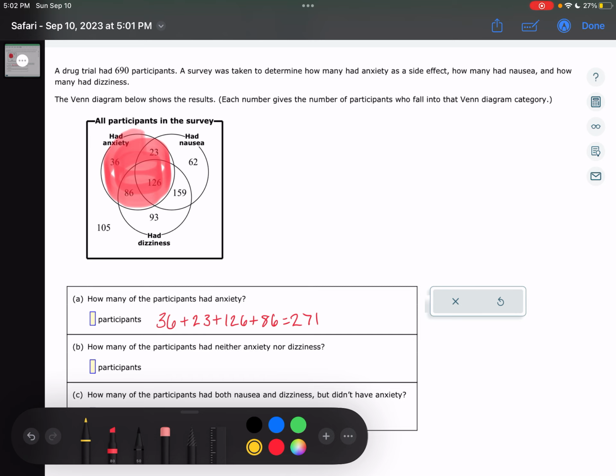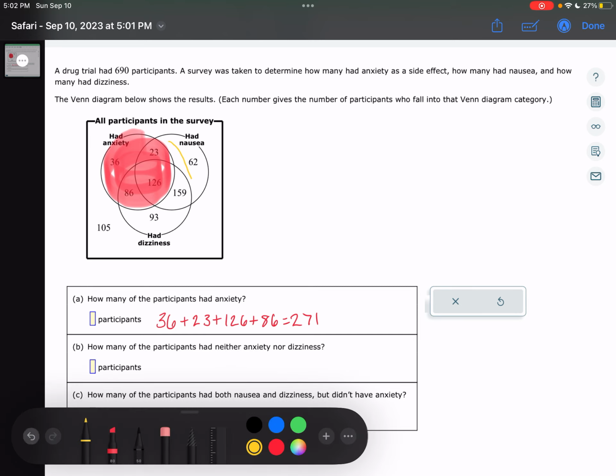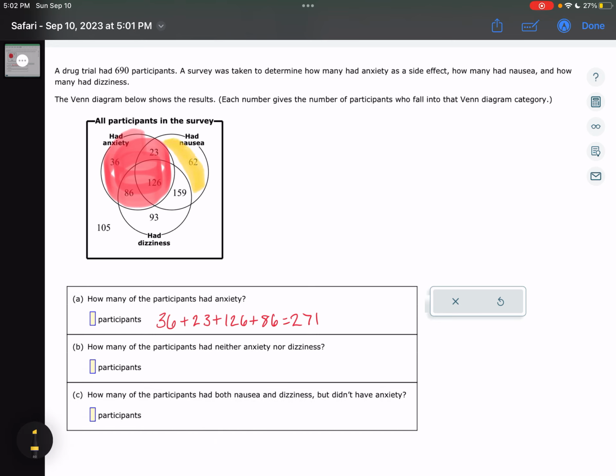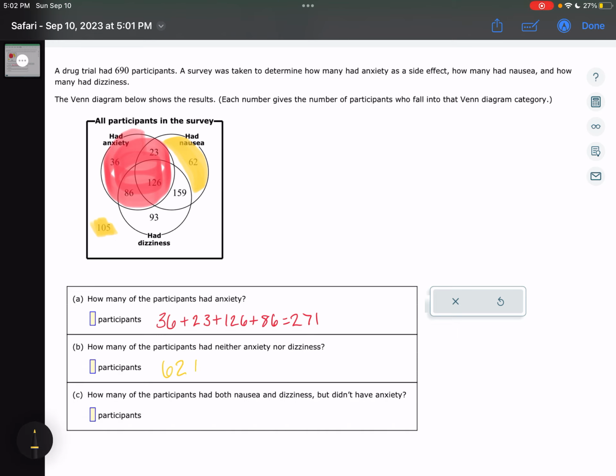The next one, how many other participants had neither anxiety nor dizziness? So I am wanting just these people, let me use a highlighter, these people right here, because these people had a symptom, but it was not anxiety or dizziness. And I want these people out here because, again, they did not experience anxiety or dizziness. So I'm adding 62 plus 105, because those are all the people who did not experience anxiety or dizziness. 62 plus 105 is going to give us 167.